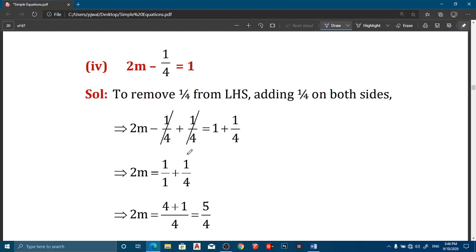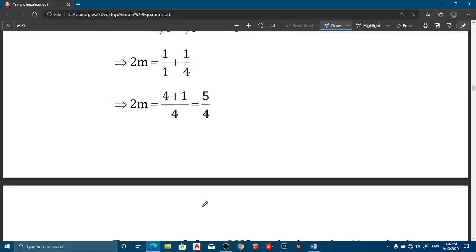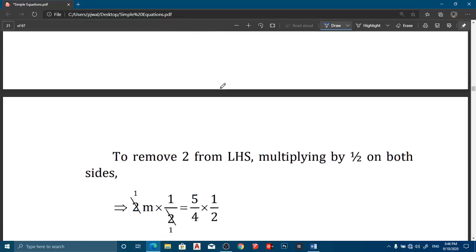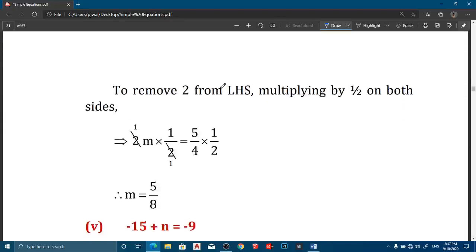How can you write this? Take the LCM of these two, or you can also use the cross multiplication method. 1 4s are 4 plus 1 1s are 1, by 1 4s are 4 in the denominator. So 4 plus 1 is equal to 5 by 4. So now you have the equation in the form 2m is equal to 5 by 4. But you want only the m value on the left side. So to remove the multiplication by 2 here, you have to divide by 2. If you are dividing on the left side, you have to divide on the right side also.